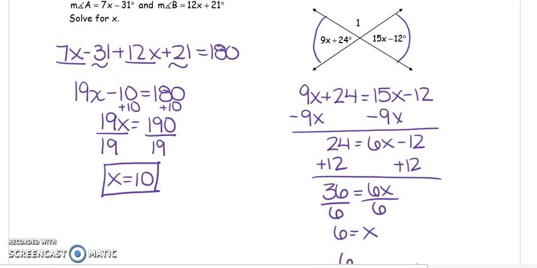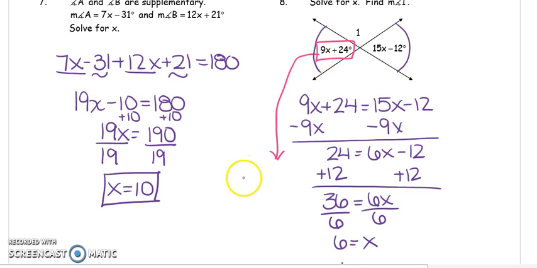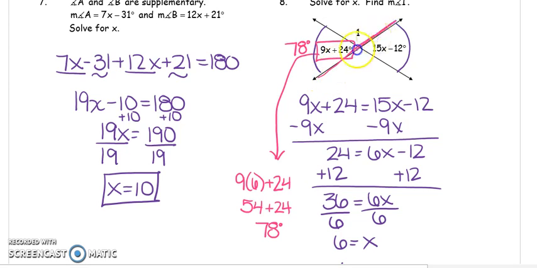Now, to figure out what the measure of angle 1 is, I can take the 6 and plug it right back in here. I'm going to plug that in to the 9x plus 24. That is 9 times 6 plus 24, which will give me 54 plus 24, which is 78 degrees. Now it's 78 degrees here, and I want to find angle 1.